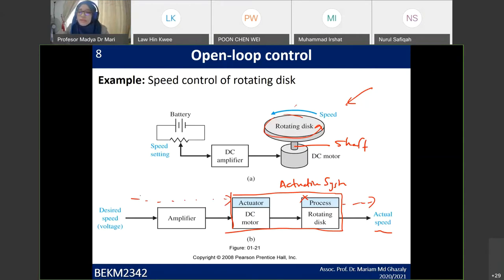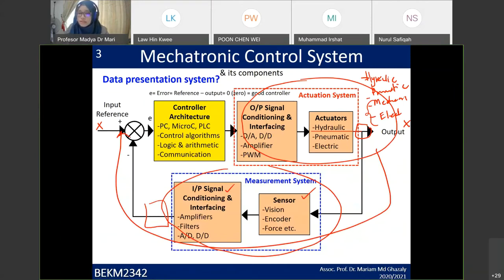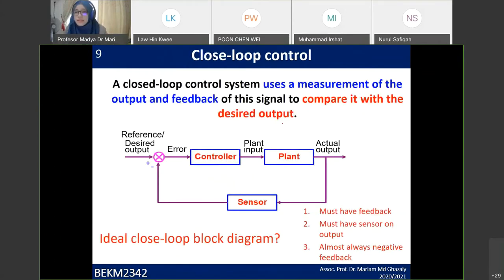And then you have the input. What type of input is required to rotate the disc? You will have a voltage. So voltage will be the input to the system. Inside here you have an amplifier, meaning you can assume that the voltage is too small, which is why you need an amplifier over here. So inside here you have signal conditioning. This overall is the actuation system. In the previous original one, you have the actuation system where you have the actuator and the signal conditioning, where one of the signal conditioning elements is the amplifier. That is the explanation of the open loop.